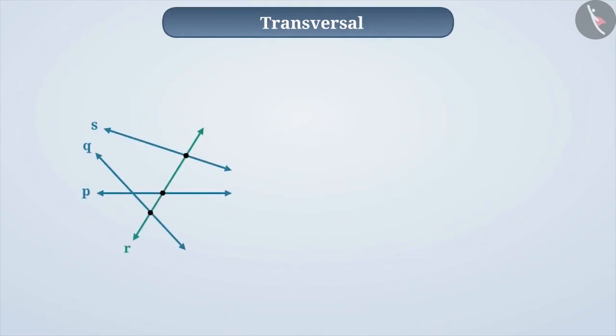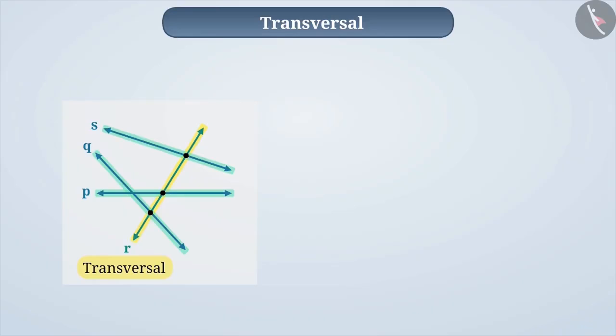Now, look at this figure. Is line R a transversal in this case also? Think for a while. We have learned that a line that intersects two or more lines in the same plane at different points is called the transversal of those lines. Since the line R is intersecting the line P, line Q and line S at different points, we can say that the line R is the transversal of lines P, Q and S.